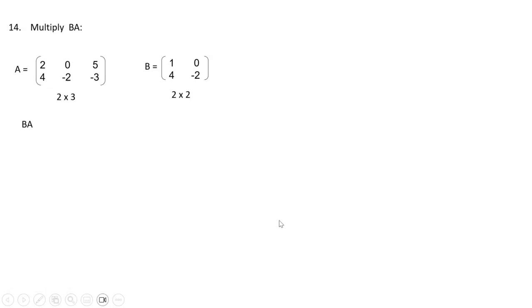Now we're going to multiply matrices. Say they give you matrix A and matrix B. Matrix A is a 2 by 3 matrix, and matrix B is a 2 by 2. So in order for you to multiply the matrices, the two in the middle must be the same. Here, matrix B is a 2 by 2 and matrix A is a 2 by 3, so these have to match, which they do. That means, yes, we can do it. And the answer will be, the outer, a 2 by 3. Okay, so let's do it then.